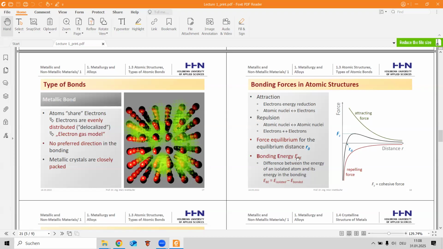And we have bonding energy. So it is the difference between the energy of an isolated atom and its energy in the bonding. So bonding energy is equal to isolated energy minus its energy in the bonding. And we also have force here.